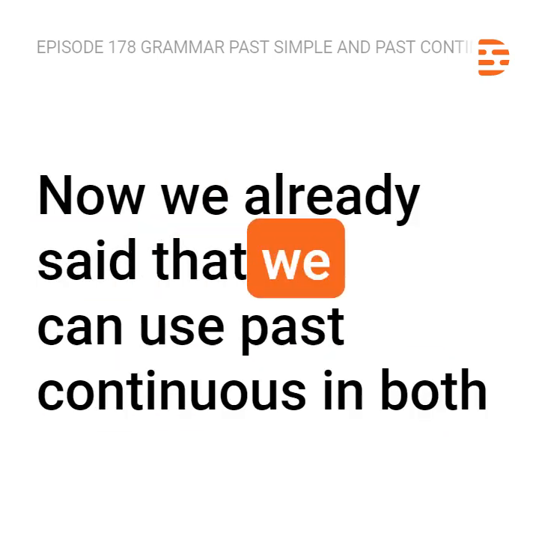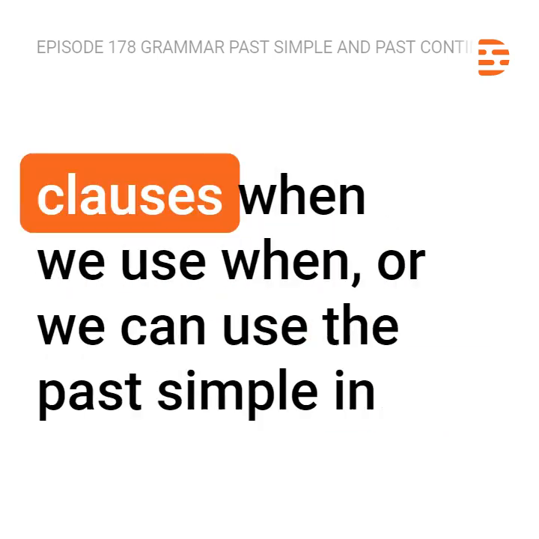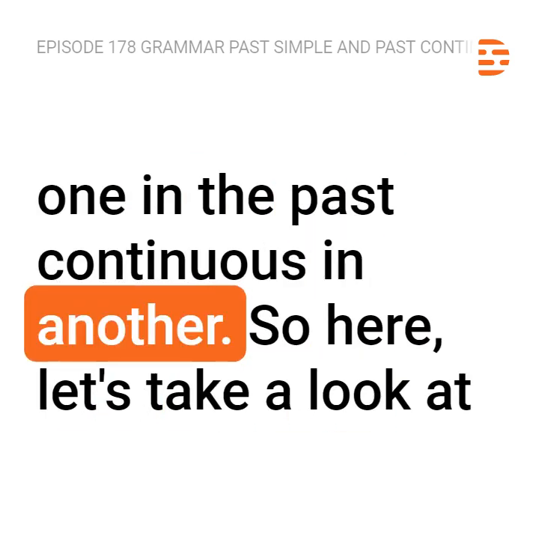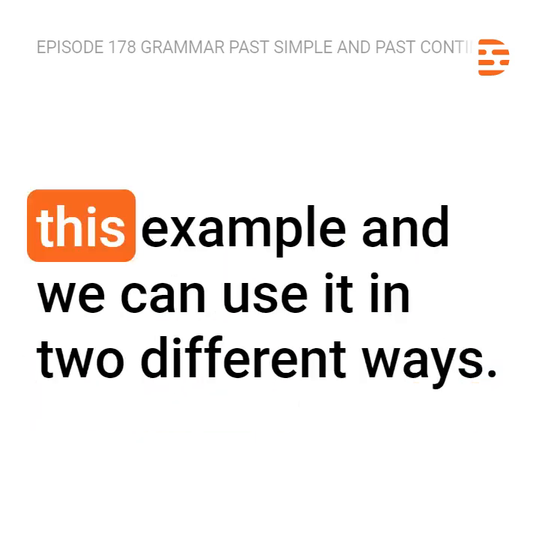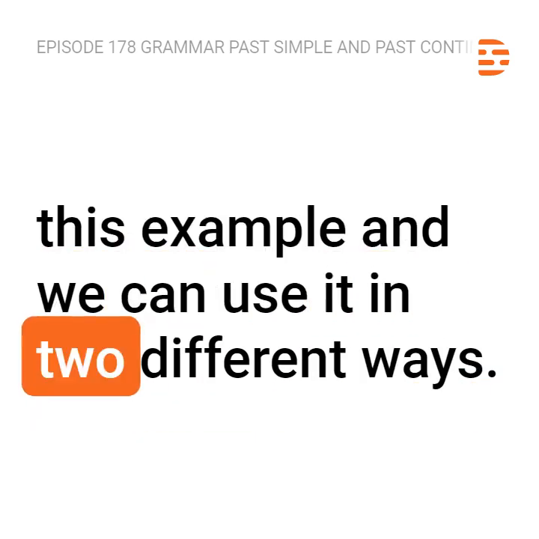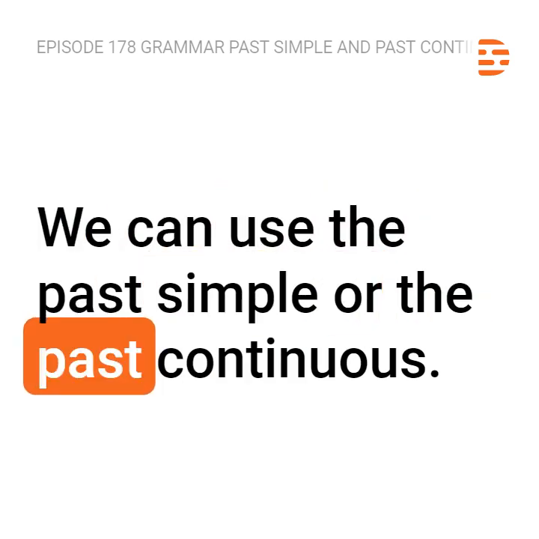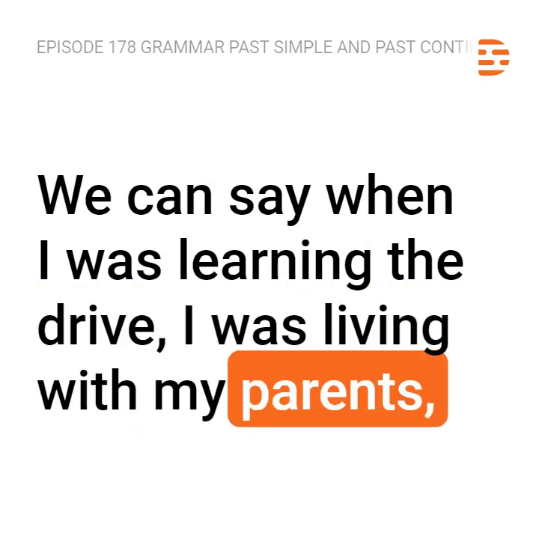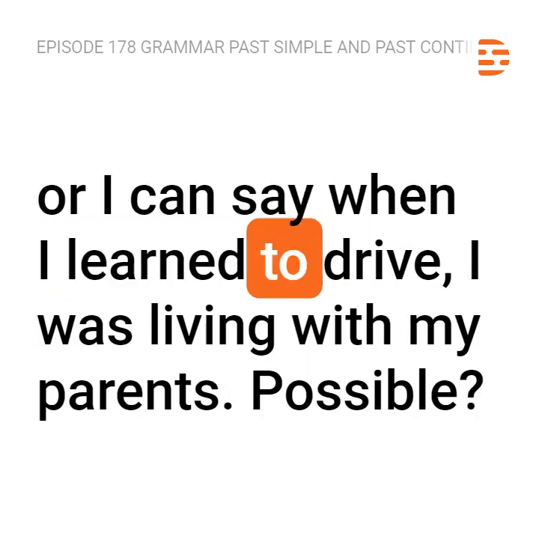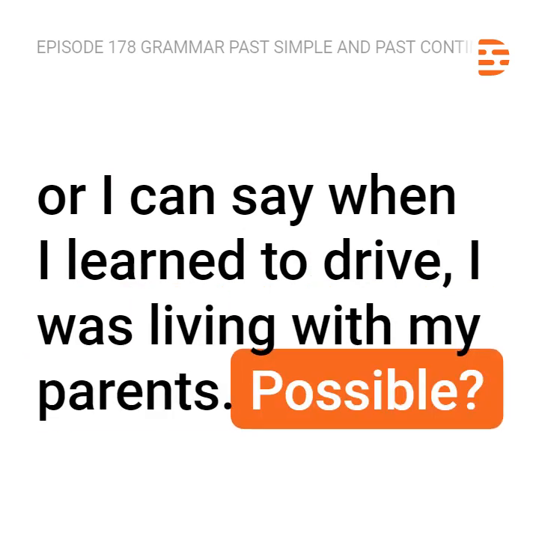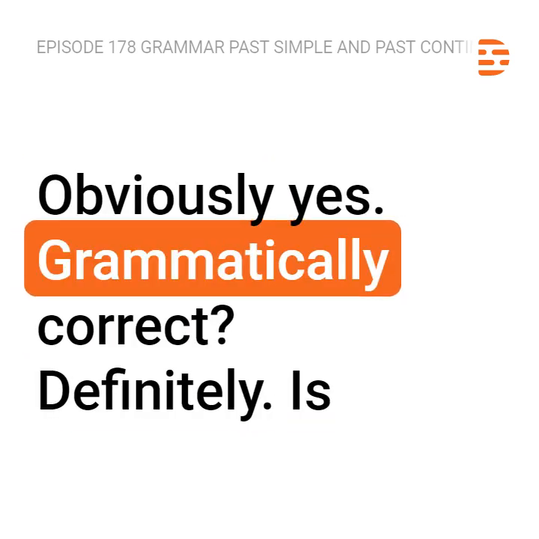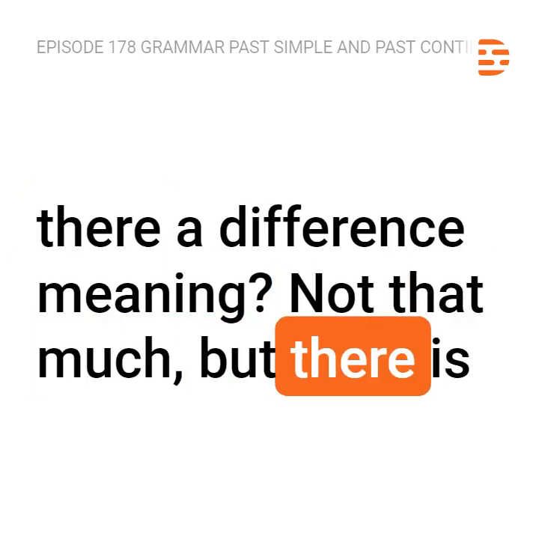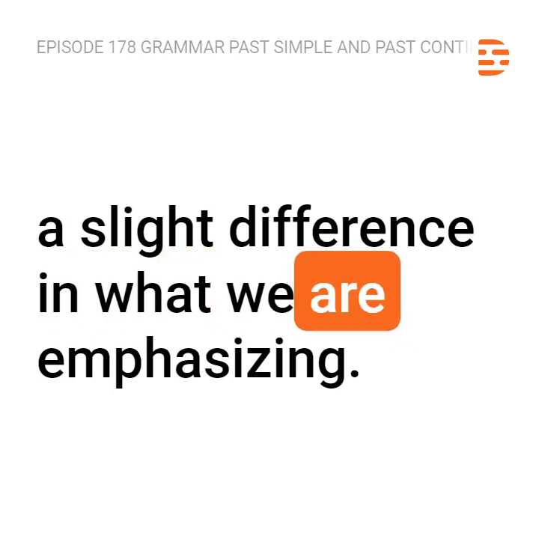Now, we already said that we can use past continuous in both clauses when we use when, or we can use the past simple in one and the past continuous in another. So, here, let's take a look at this example, and we can use it in two different ways. We can use the past simple or the past continuous. We can say, when I was learning to drive, I was living with my parents, or I can say, when I learned to drive, I was living with my parents. Possible? Obviously, yes. Grammatically correct? Definitely. Is there a difference in meaning? Not that much, but there is a slight difference in what we are emphasizing.